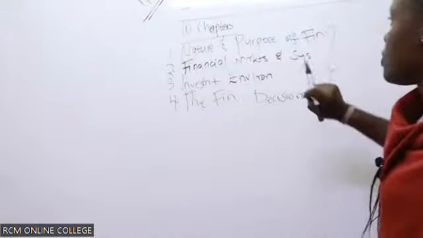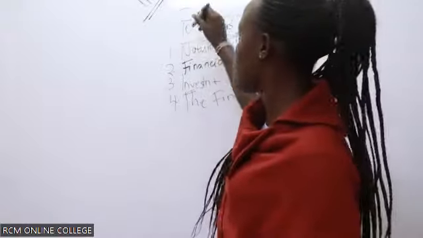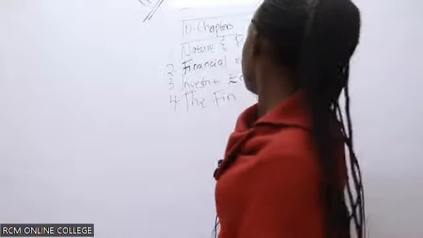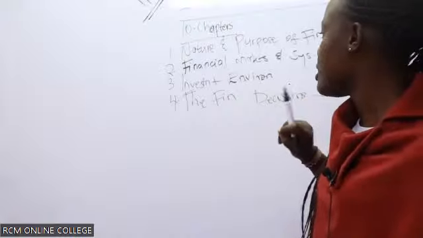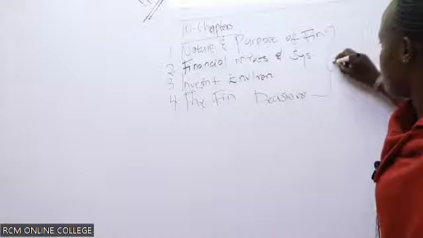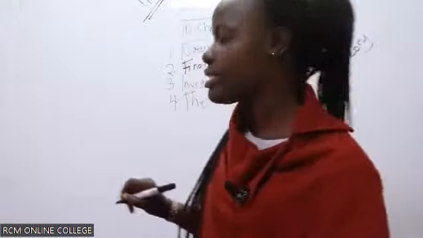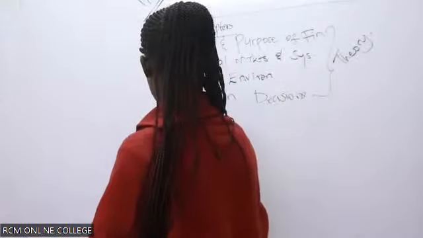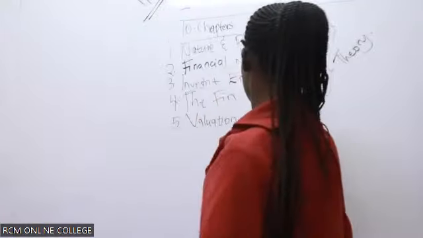Okay, it's fine. On Introduction to Finance and Investment, I've told you we have 10 chapters. Our first 4 chapters are nature and purpose of finance, financial markets and systems, investment environment, and the financing decisions. These cover the theory part. Then we will start discussing the other chapters. Our 5th chapter handles the valuation of assets.